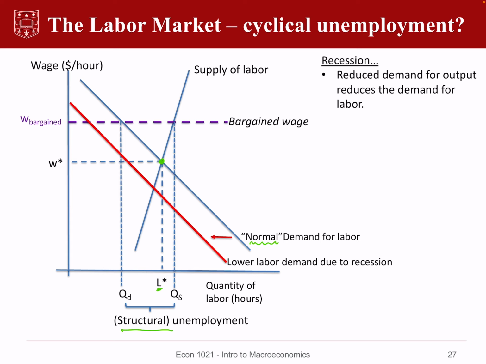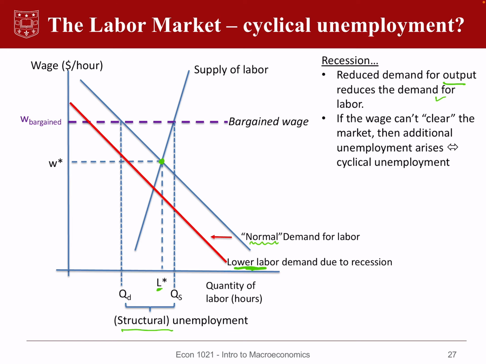Now, let's suppose that there's a recession. Well, we said that the demand for labor is derived because of labor's ability to, with other inputs, produce goods and services that are for sale. If there is a reduced demand for output, then there's going to be a reduced demand for labor. So let's suppose that the demand for labor falls to this one that I have in red, the lower labor demand due to recession. What happens?